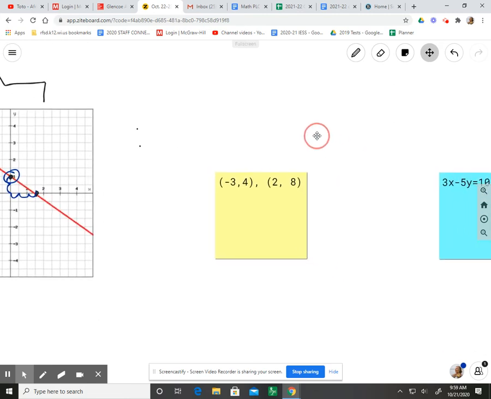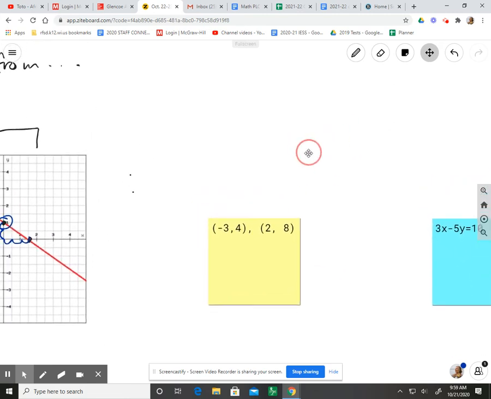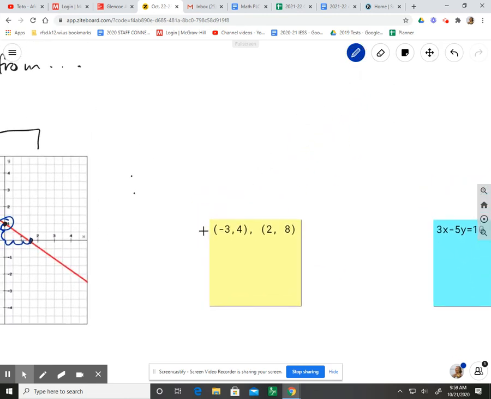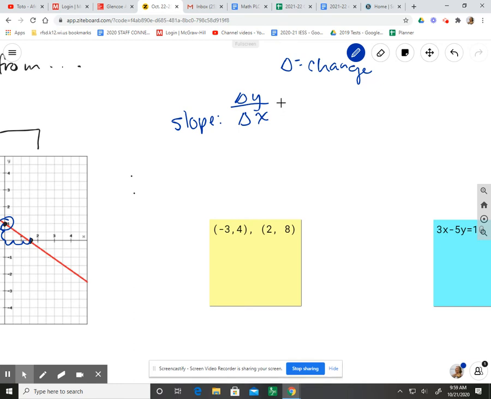Now we'll talk about finding slope from 2 points. Given our 2 points, remember that to find slope, slope is our change in y over change in x. Delta means change, and this delta is just a triangle. I'm a sloppy writer, so it looks funny, but that means change in y over change in x.